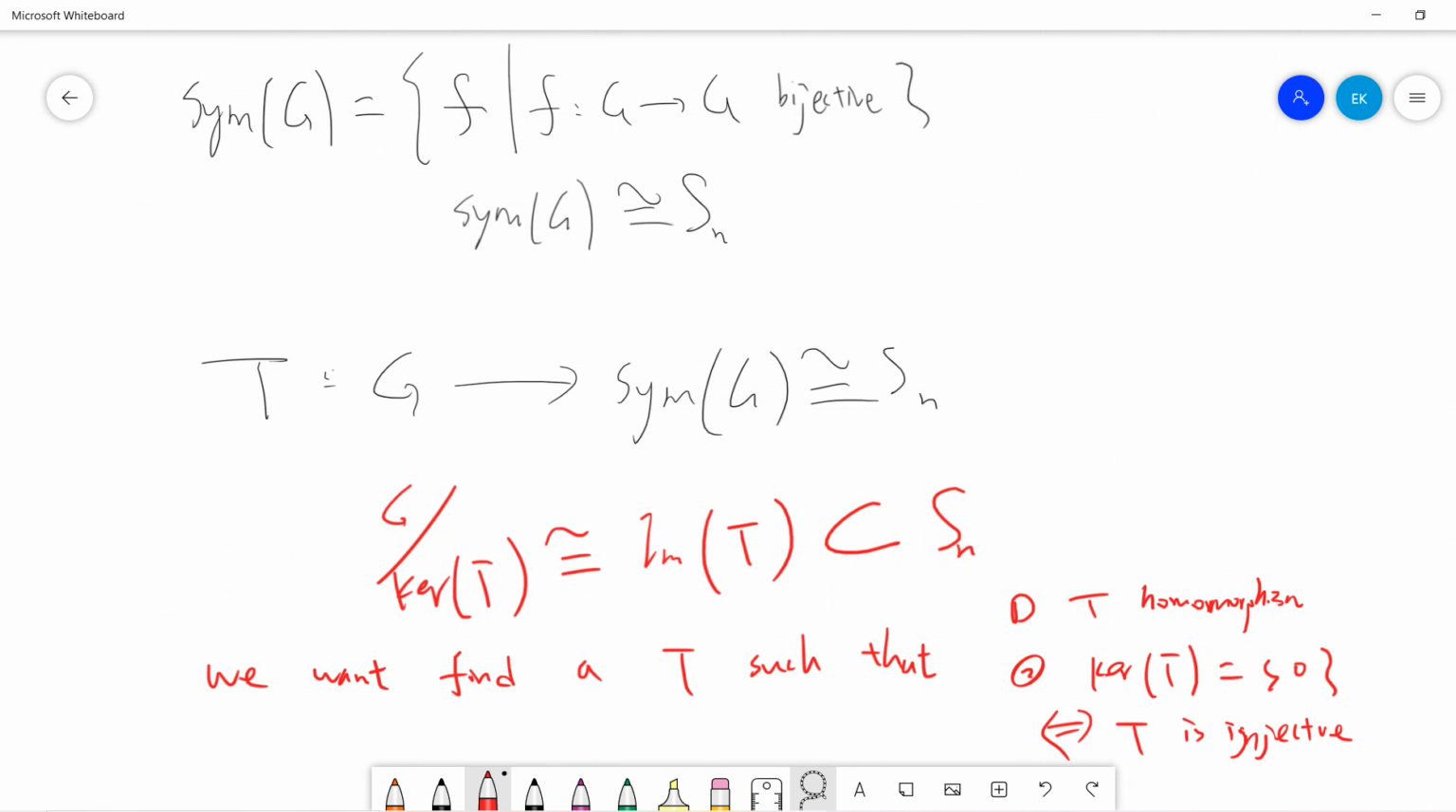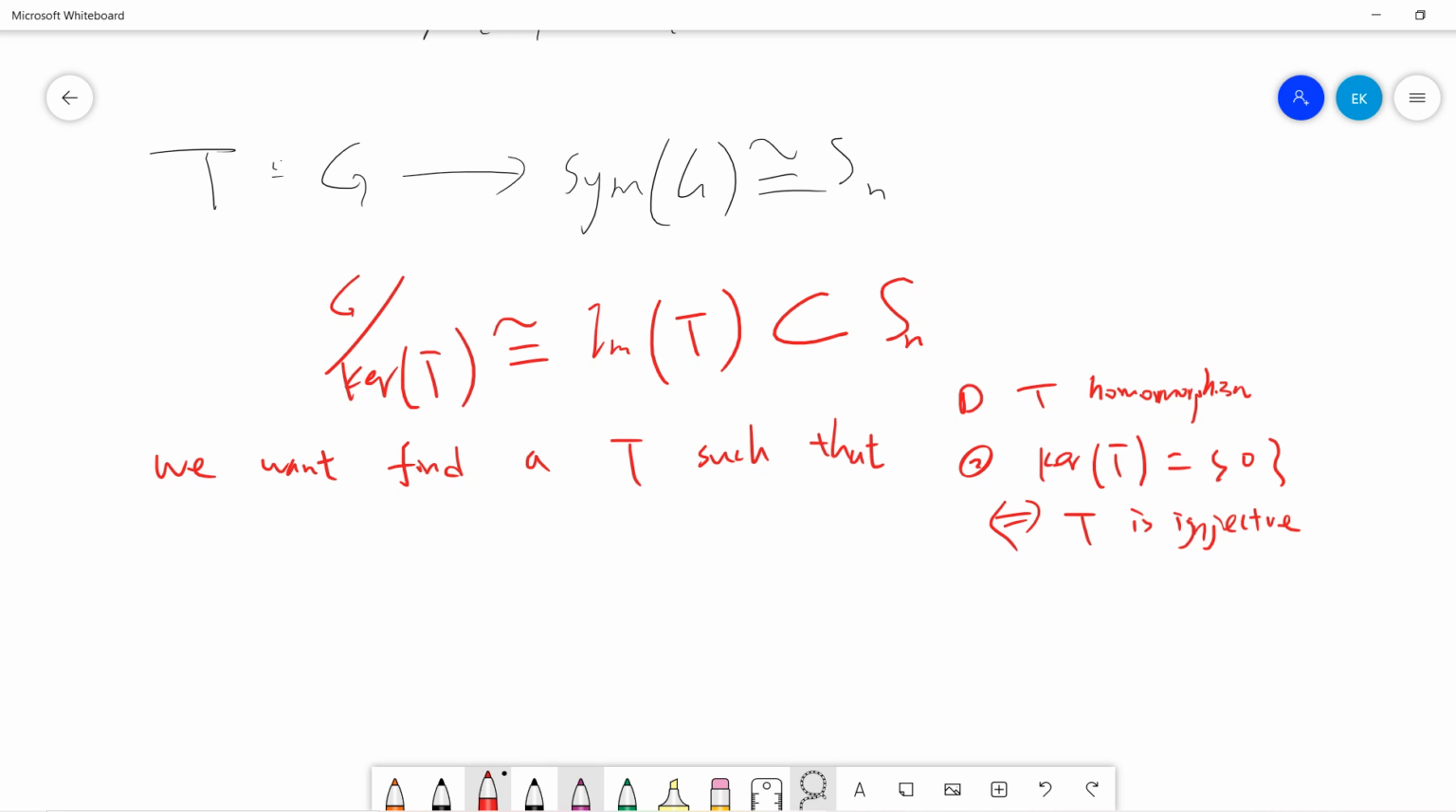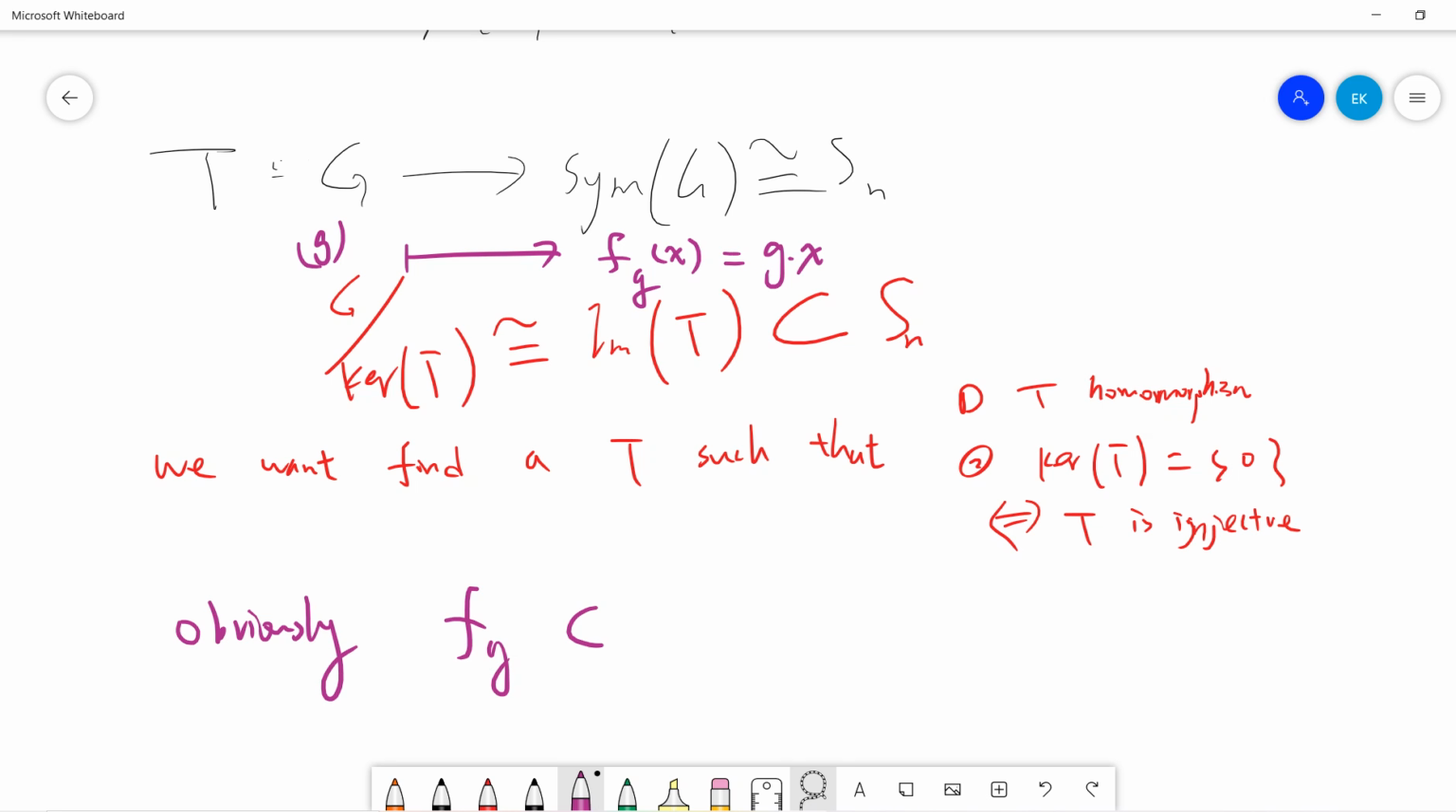Okay, so how to find T? Given any group element, we want to construct a function mapping into Sym(G). The idea is very easy. Suppose you give me a group element g. Then I give you a function, which I call f_g. f_g acts on any x in the group by sending it to gx, so g times x. Obviously, f_g belongs to Sym(G).